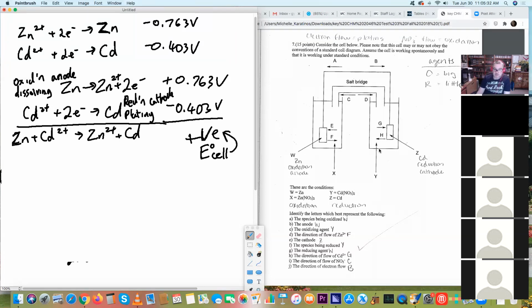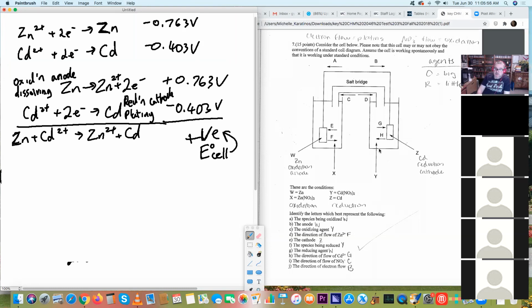Oh, okay. So that's why I said what I said. The solution is being reduced, correct? That's correct. And that's the thing with these batteries: something is always being oxidized, something's always being reduced, something's always dissolving, and something's always plating.